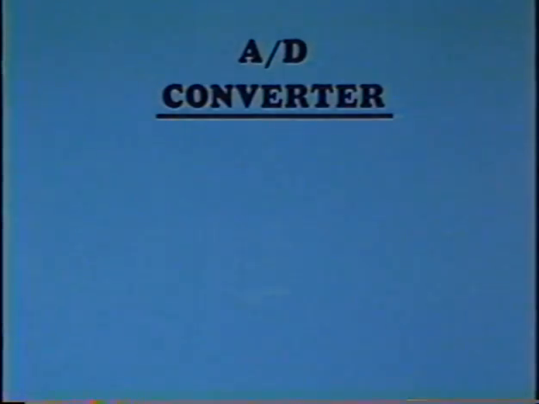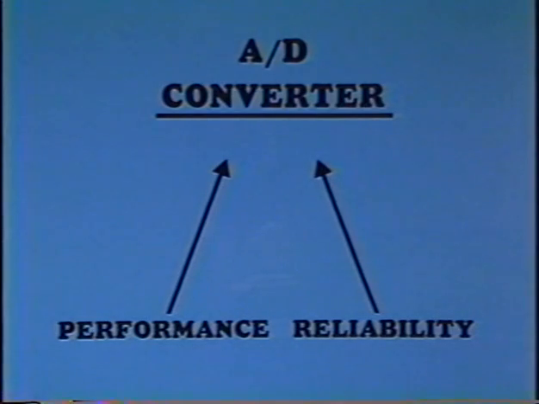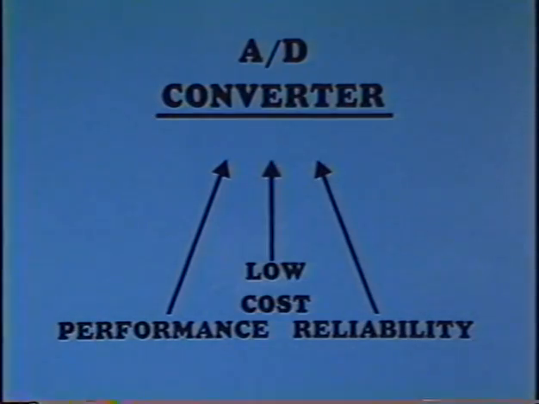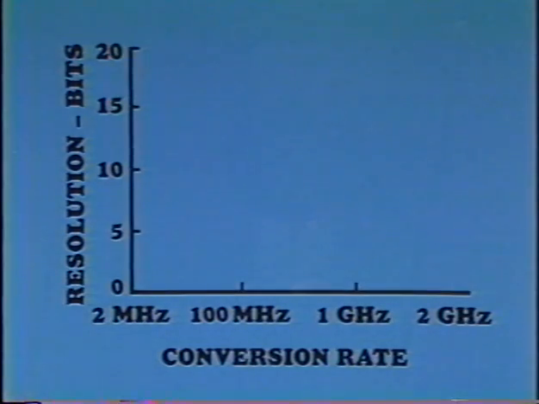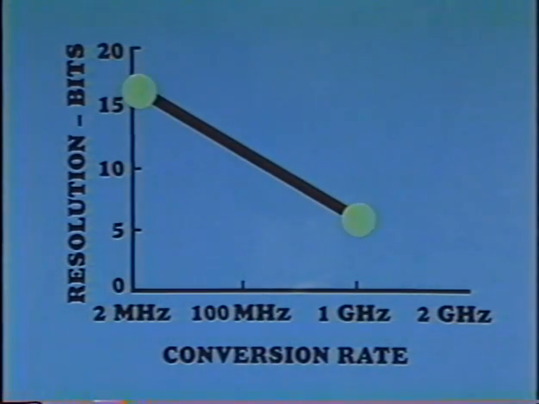The development of analog to digital converter technology has been driven by requirements for high performance, high reliability, and low cost. This chart projects the converter requirements for the 1980s as established by the United States Air Force, ranging from 16 bits at 2 megahertz to 6 bits at 1 gigahertz.